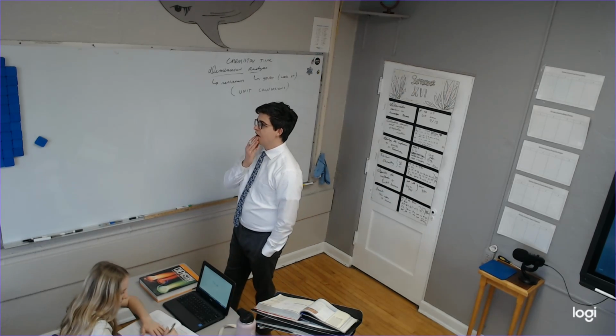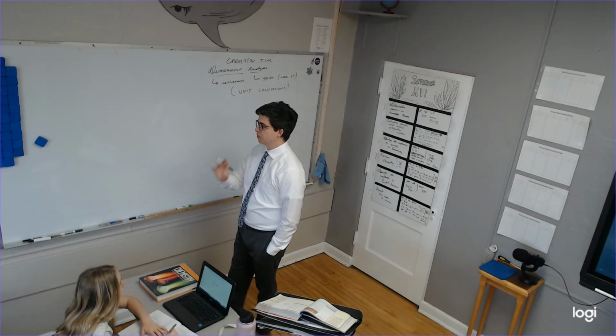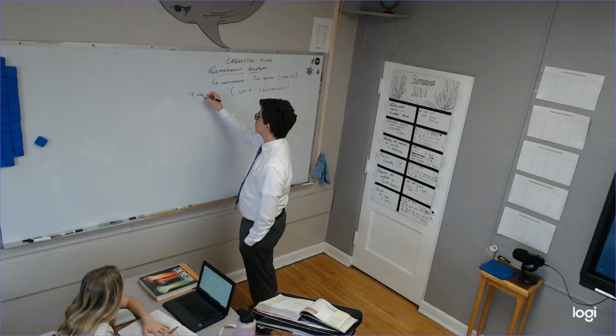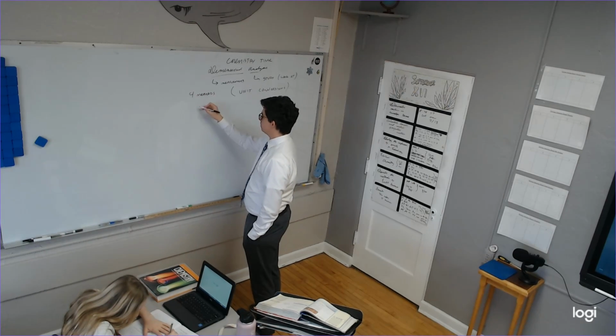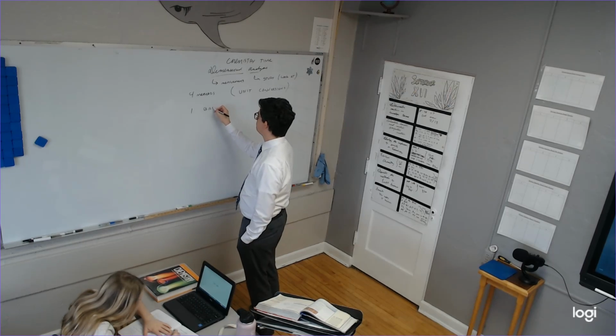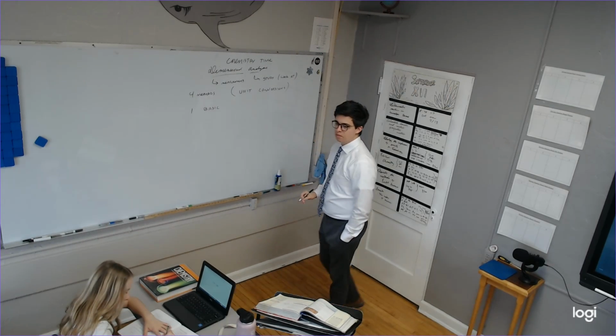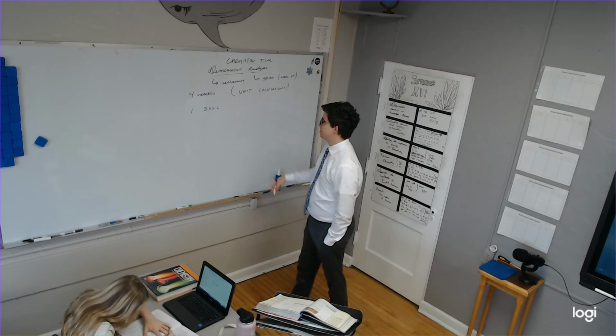We have 4 methods we're going to use today. I'm going to write that over here so I don't forget them. 4 methods. The first is basic. What do we do first in a basic unit conversion? Well, let me give you an example of a basic unit conversion.